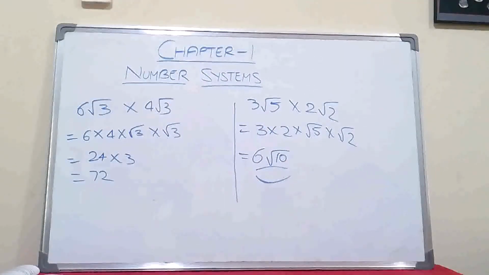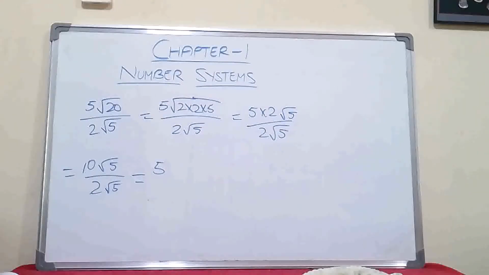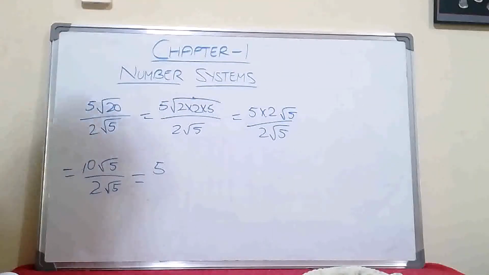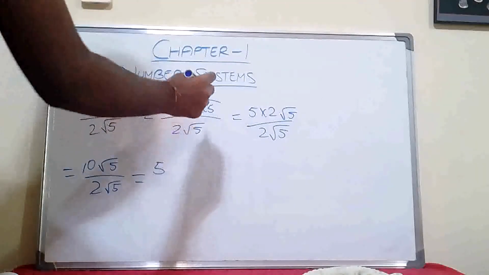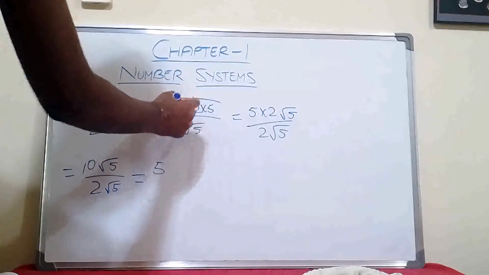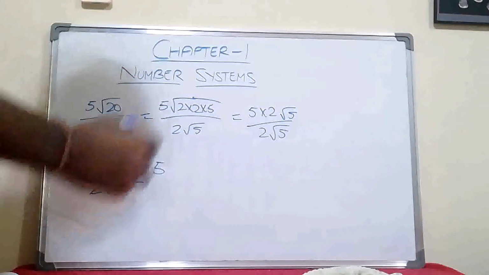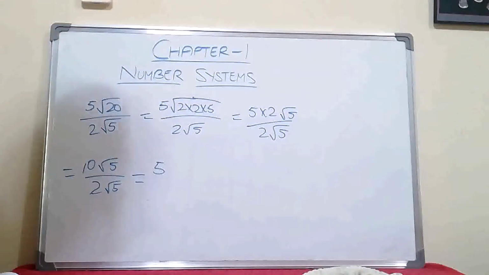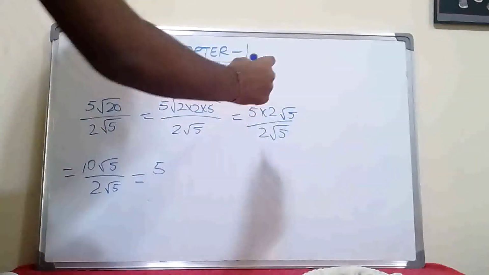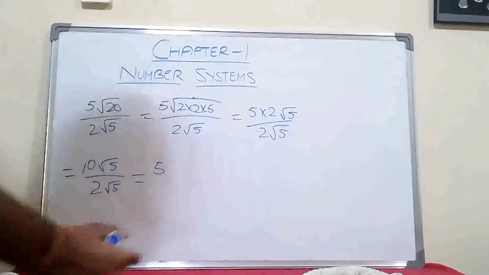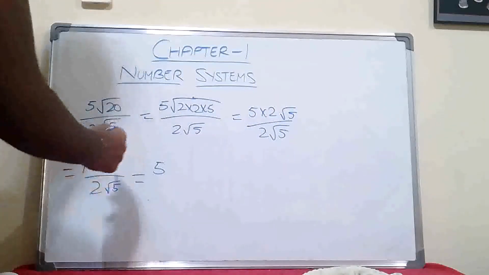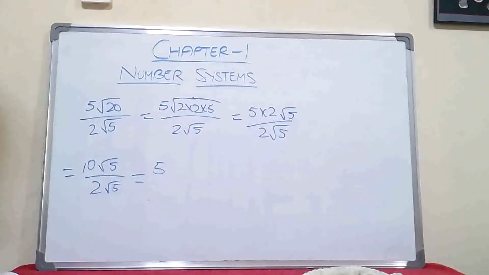Okay, let's get a look at this. So it is 5 into root 20 divided by 2 into root 5. So here we write 20 in its factorized form. So here we get 5 into root of 2 into 2 into 5. We can see here it's 2 into 2, which means 2 square. So root of 2 square, which is root of 4, is equal to 2. So that means 2 comes out. After 2 comes out, they get multiplied. So it becomes 10 into root 5.